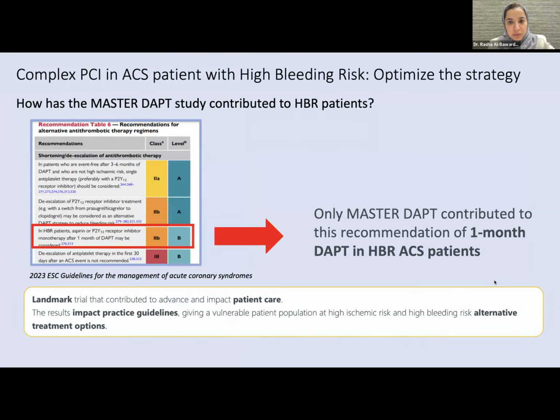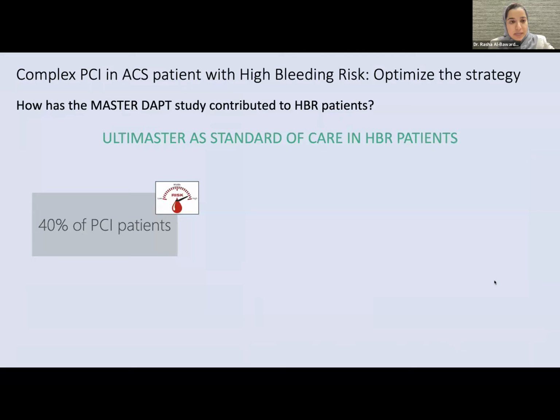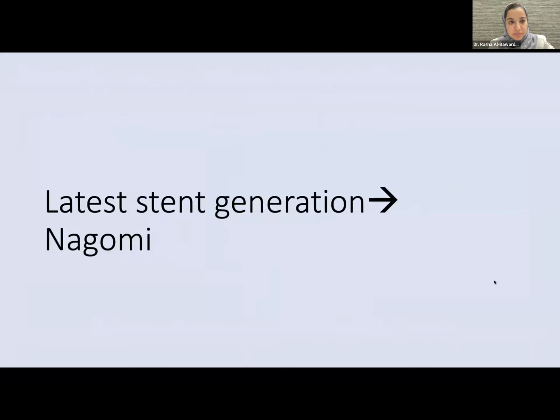So why is that important? Because if you look at our PCI patients, 40% of those actually fall into the high bleeding risk. And it's also important for those who we don't know their bleeding risk. So those patients coming in with STEMI might actually fall into that category as well.